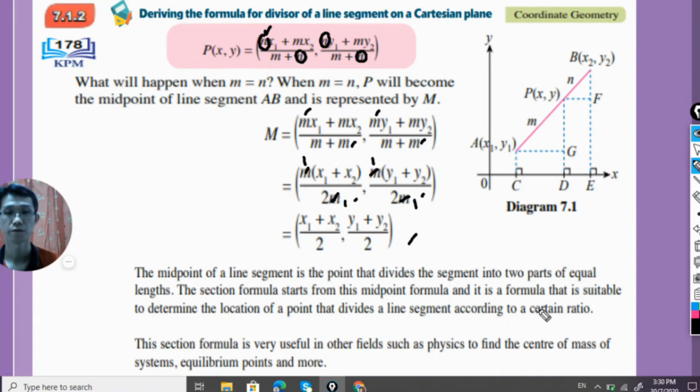This section formula is very useful in other fields such as physics, to find the center of mass of a system, equilibrium point, and more.